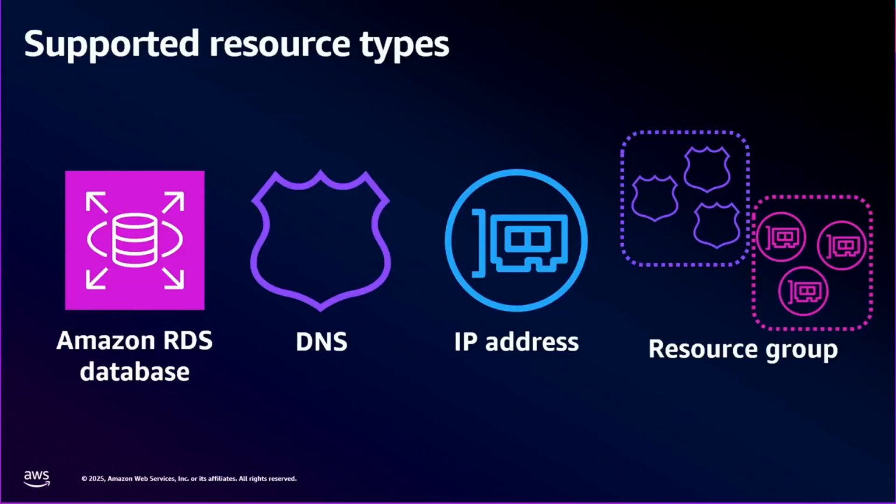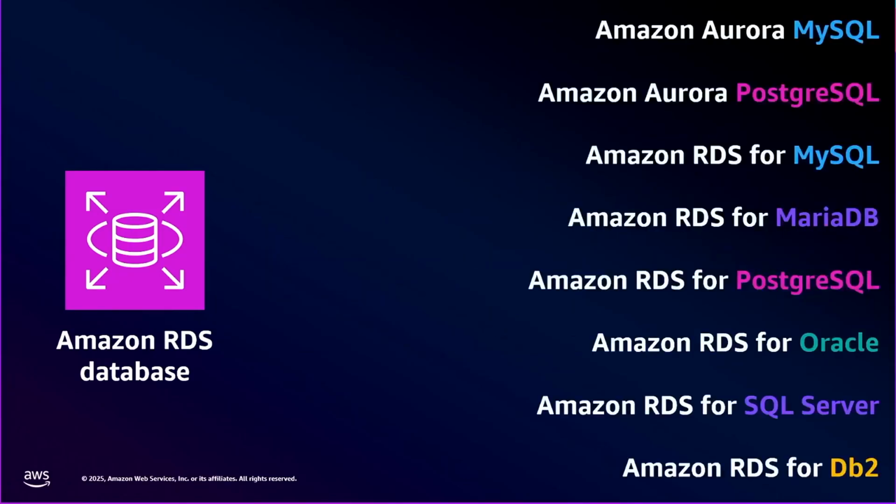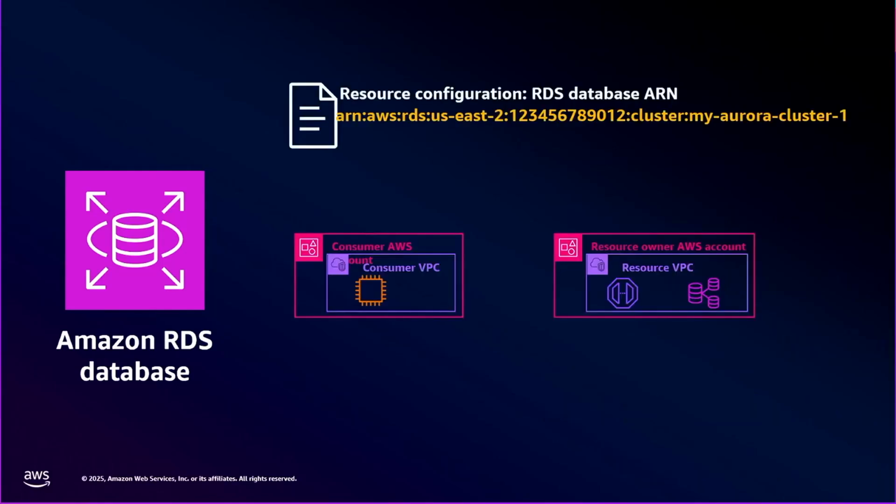When it comes to the types of resources that we support, as I previously mentioned, you can connect to AWS RDS databases. You can connect via DNS, or you can configure a set of resource groups. With Amazon RDS databases, we support all the different types of database, being DB2, SQL Server, MariaDB, MySQL, Postgres.